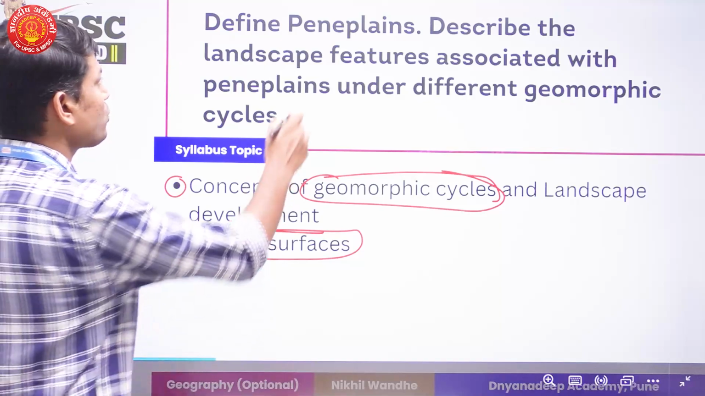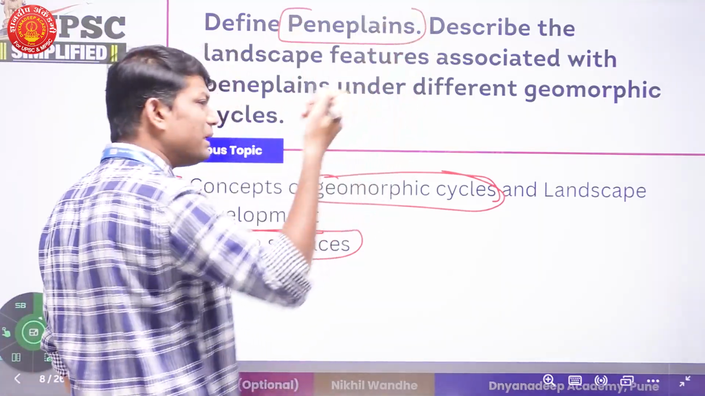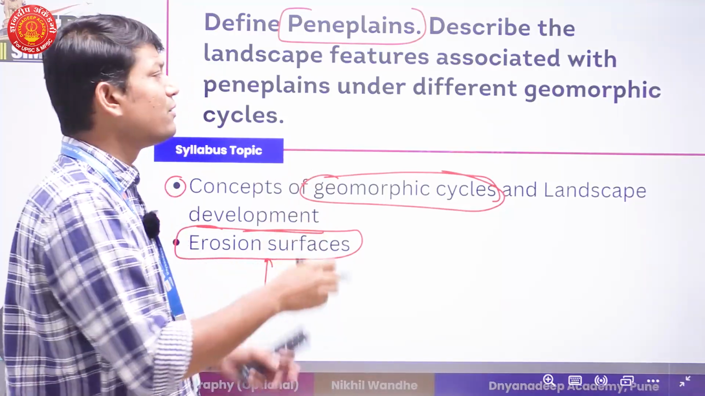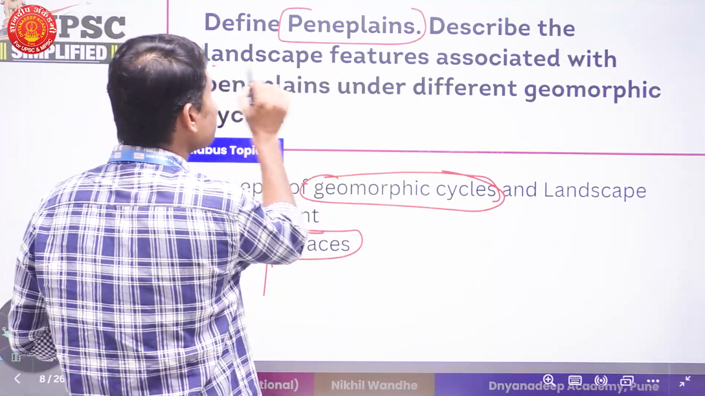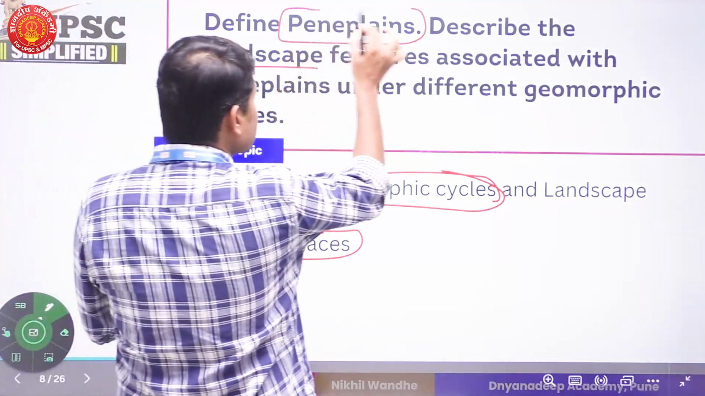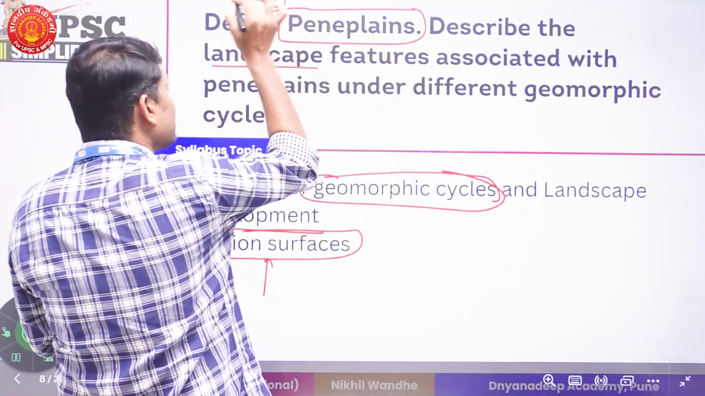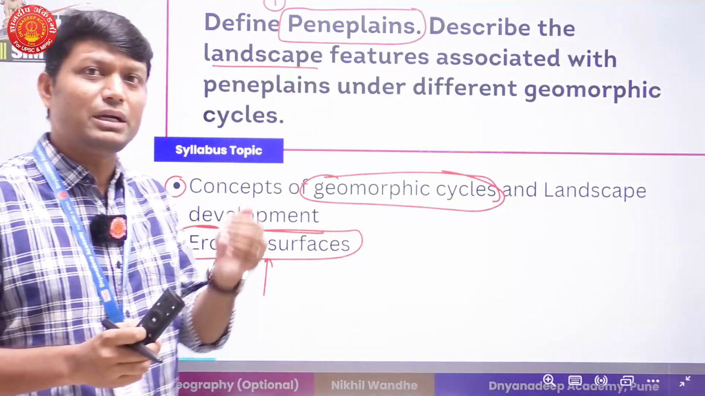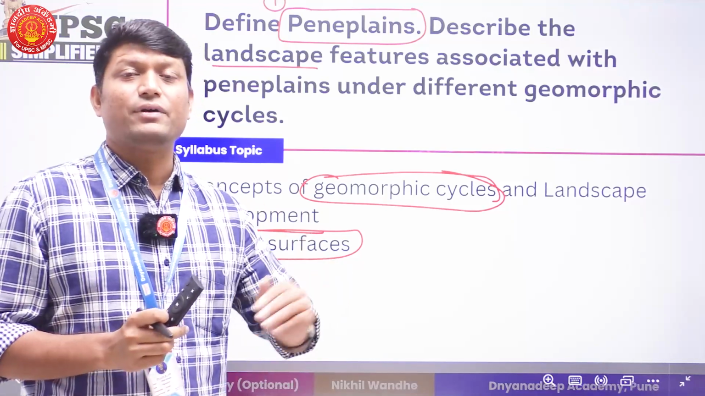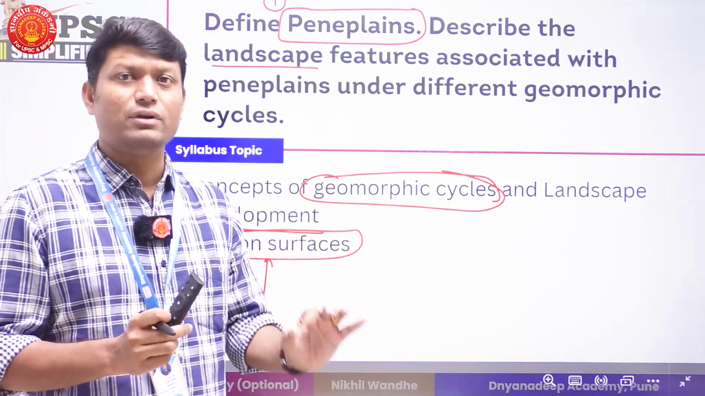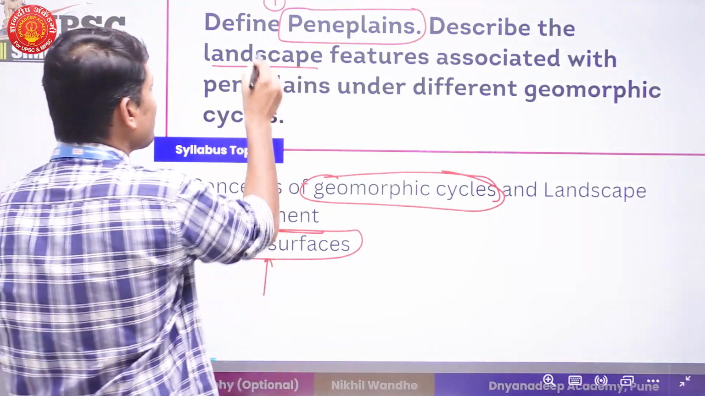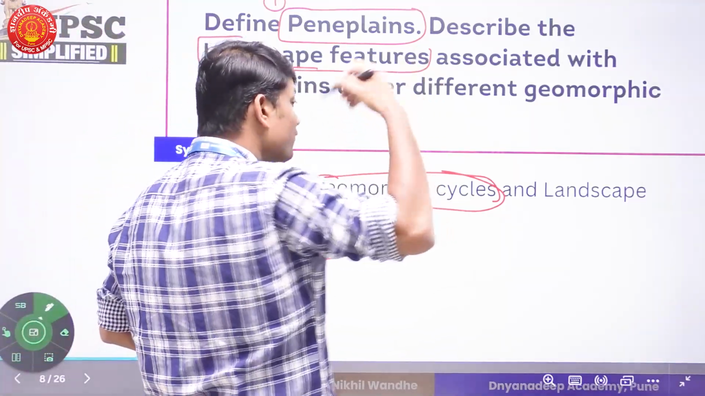Now when I come back to the question, when it comes to peneplains, what is a peneplain? Peneplain is nothing but one of the erosional surfaces, and we have to discuss the landscape features. Now just understand what this question is asking. It is first asking you to define peneplain. So we have to bring out the ultimate meaning of what these peneplains exactly are under different erosional cycles or different geomorphic cycles. And after that, the other part of the question is regarding the landscape features.